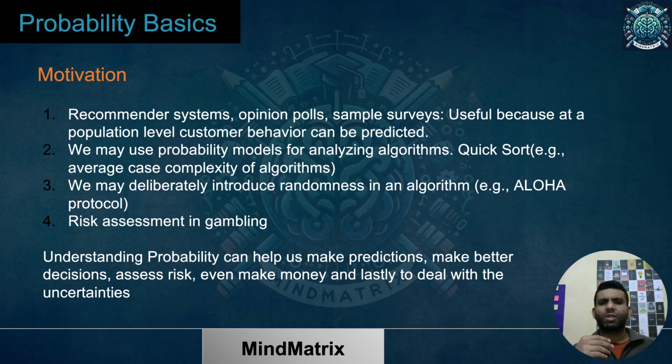We may use probability models for analyzing algorithms. If you have seen quicksort's time complexity, when we find the average case time complexity, we always use some kind of randomization. Whenever we talk about random phenomena or introduce some kind of randomness, we are introducing probability theory or some kind of probabilistic modeling.